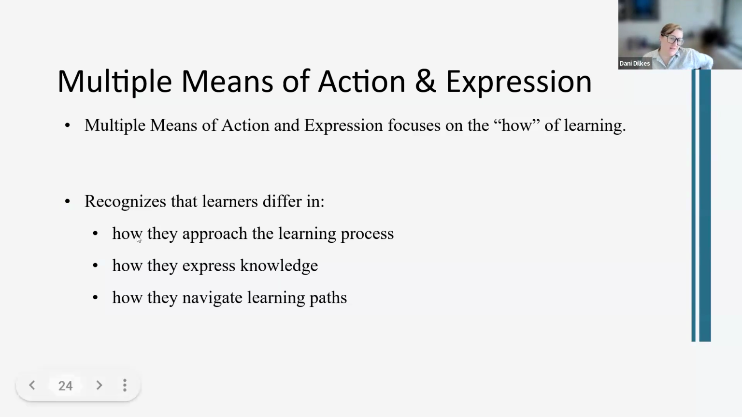But Yasser, did you want to add anything else to multiple means of action and expression? I'm good, Dani. Thank you. Okay.